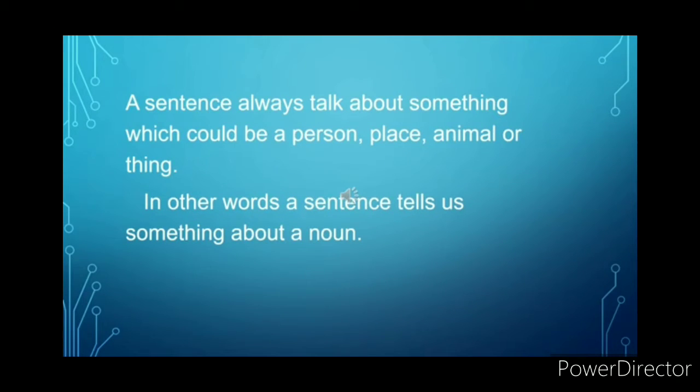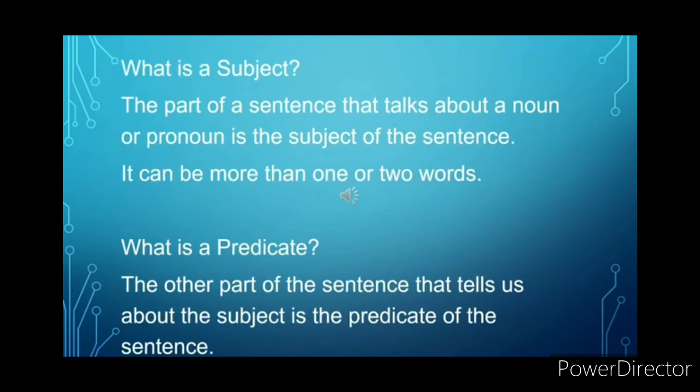Children, you might have observed that a sentence always talks about something which could be a person, place, animal, or thing. In other words, we can say that a sentence tells us something about a noun. Children, it's very easy to understand the meaning of subject and predicate. Just pay little attention to get it fast.